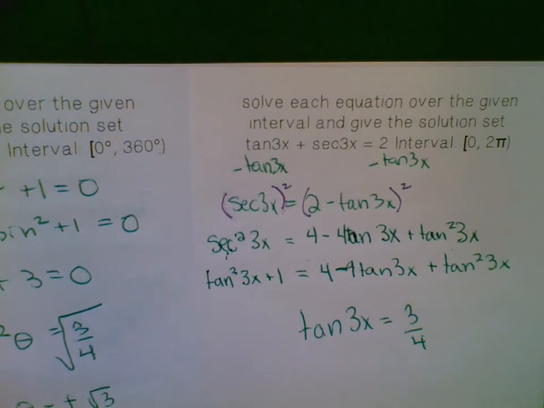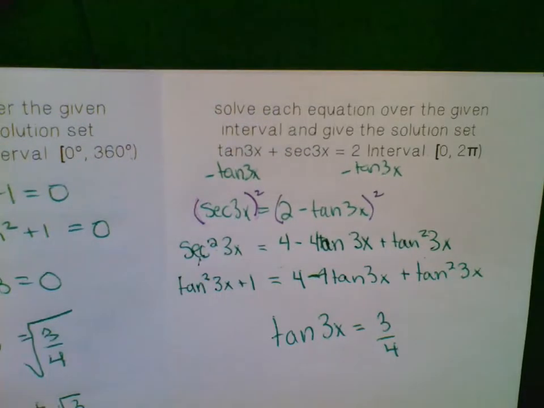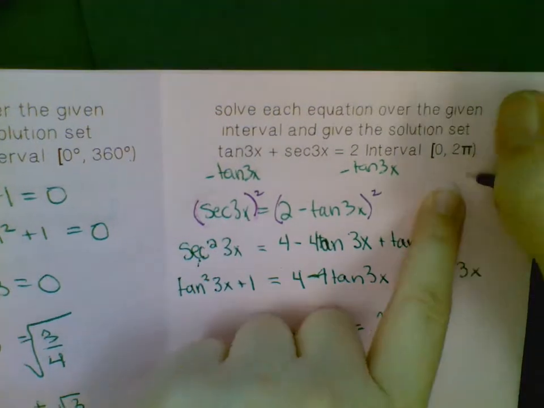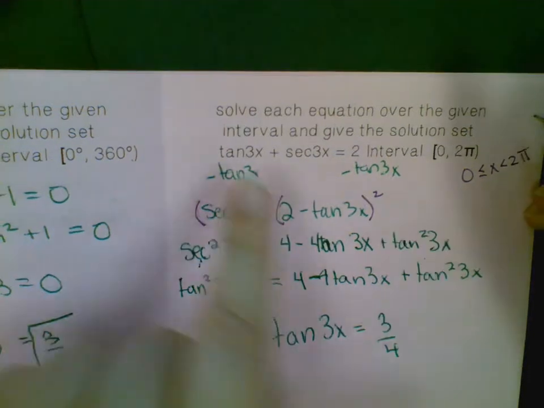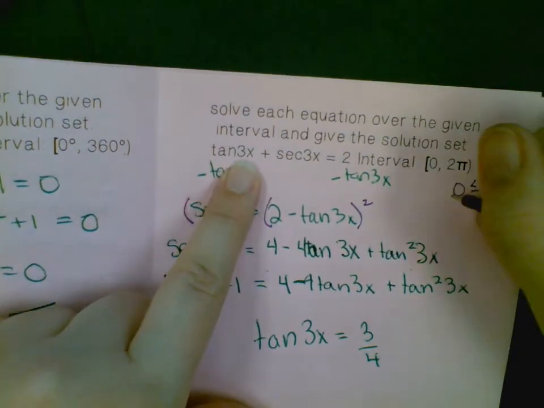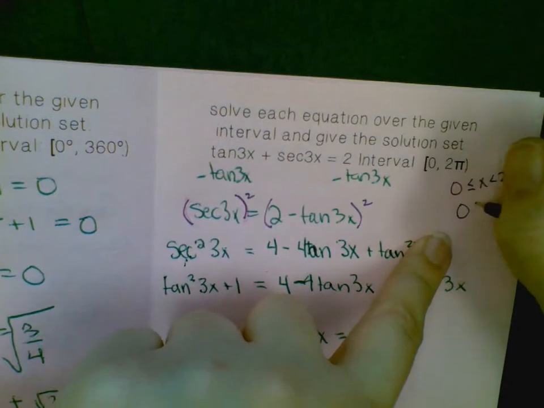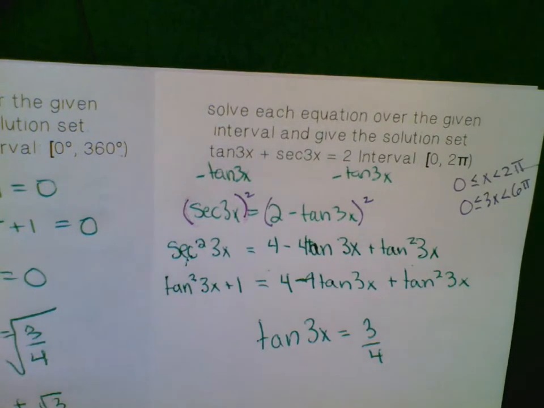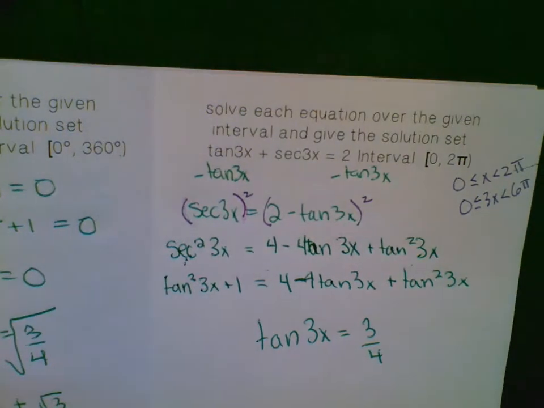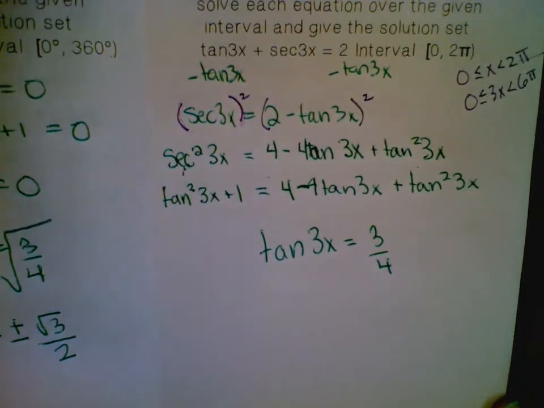Okay, so before we keep going, I want us to go back to the beginning. We didn't talk about this up here, but it says that our interval for normal x is from 0 to 2 pi, but we don't have normal x, we have 3x. So that means we're going to have to times our interval by 3. So that means we can have answers that go up to 6 pi. So that means we're going to have more than just 2 answers. Okay, so let's figure this out.